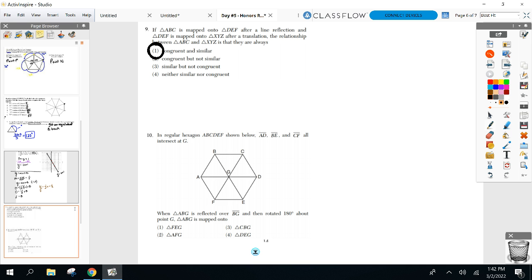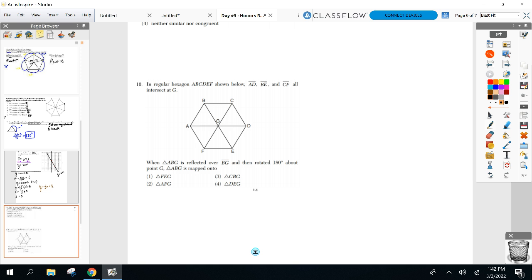10 on your own too, or in your group, you can talk about it before we get to the big one together. This one's a good one. Take a triangle, rotate, reflect it, and then rotate it 180. And it's a hexagon.